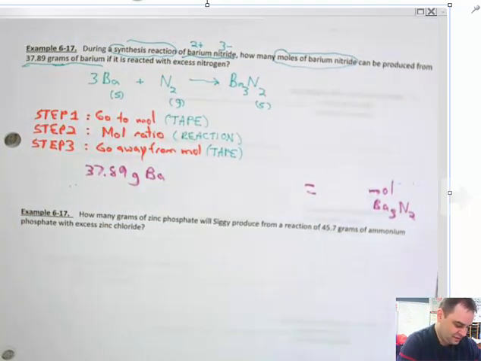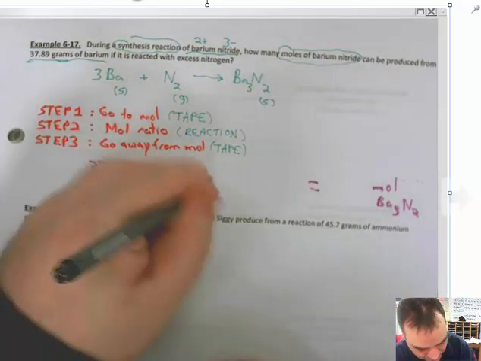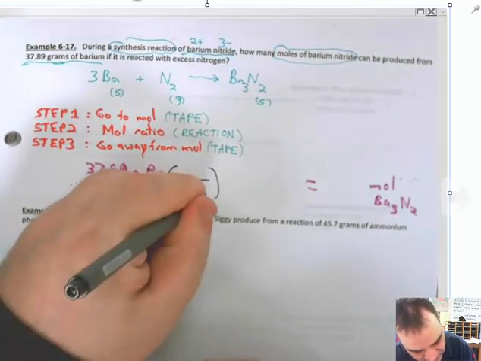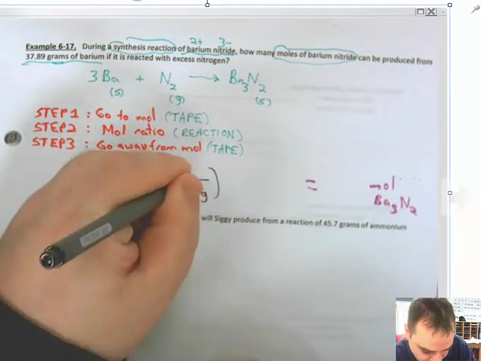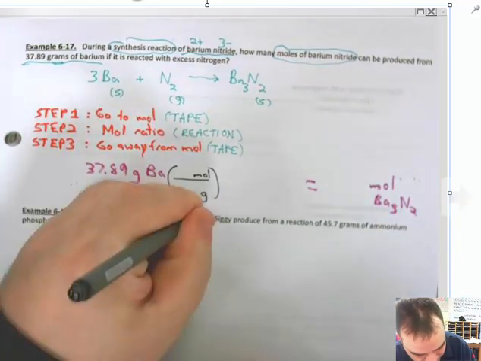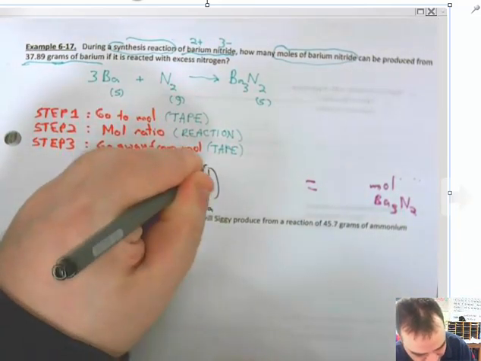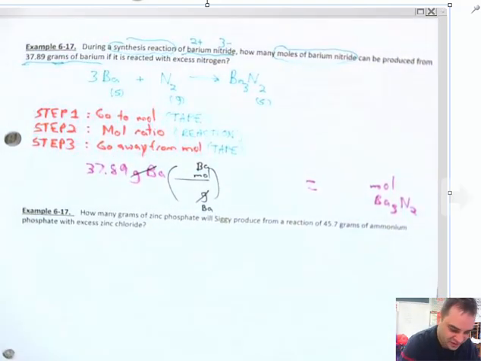Okay? So step 1 is to go to moles here. So you have to put grams on the top, grams on the bottom. What are we going to go to? Moles. This is barium and this is barium. And then we're going to do a swish like that, right? I'll put in my numbers in a second.